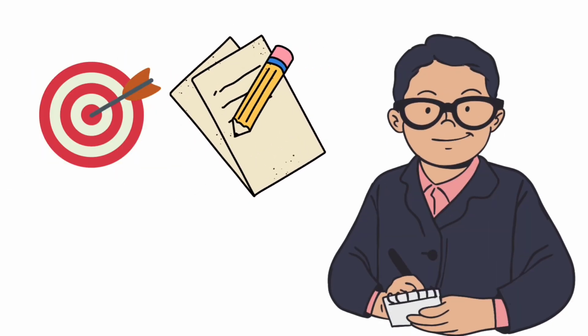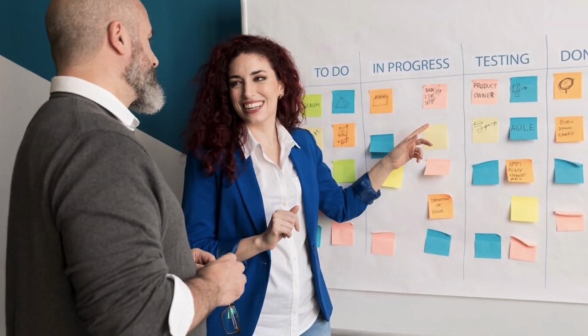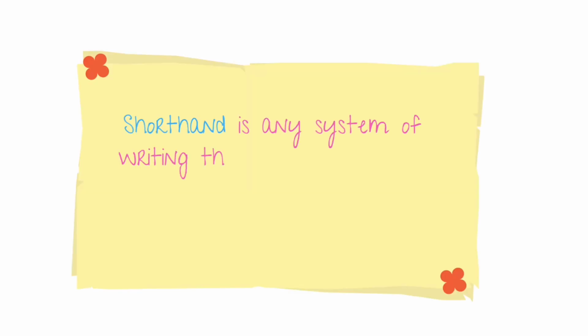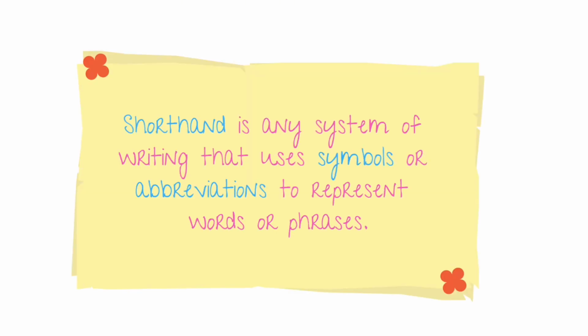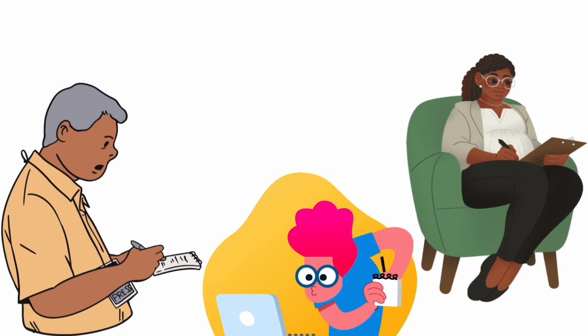Taking accurate notes is essential for journalists, but it can also be challenging. People speak much faster than we can write, so it's important to have some strategies in place to help keep up. So we use shorthand, which is any system of writing that uses symbols or abbreviations to represent words or phrases. Shorthand is often used by journalists and other professionals who need to take notes quickly and accurately.